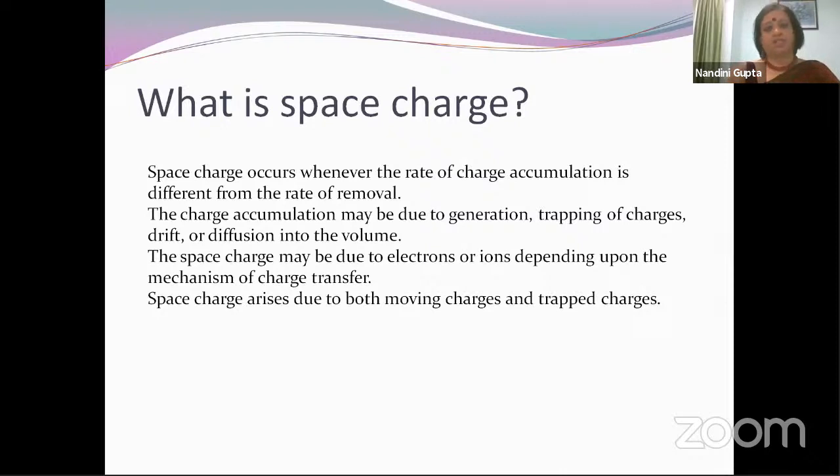Before I go on to discuss more about space charge, what I would like to mention is why are we at all interested in the study of space charge?